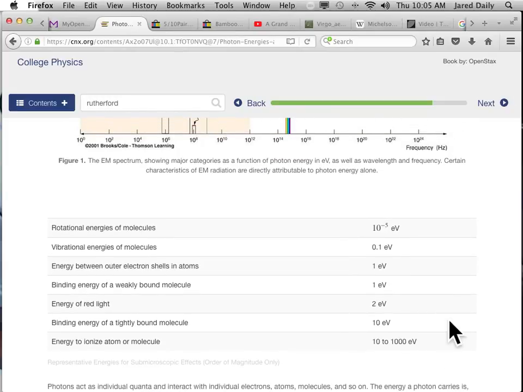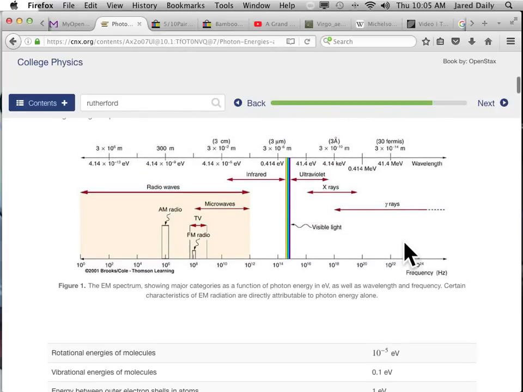Another thing that was learned is that there's lots of light given off by lots of different things, and these energies can also be measured. We measure them in electron volts and characterize them. So molecules, as they rotate, twist and turn, can give off light, and they give off light in the 10 to the minus 5th electron volt range. So 10 to the minus 5th electron volts is right about here. That's the microwave range.